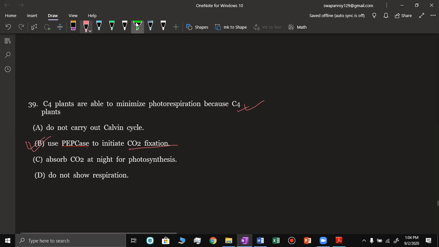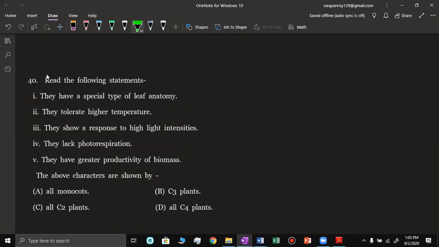This is one very important question. Here you see, read the following statements. Five statements are given, and all these are the characteristics of a certain group of plants. They have a special type of leaf anatomy. They tolerate higher temperature. They show a response to high light intensities. They lack photorespiration. They have greater productivity of biomass.